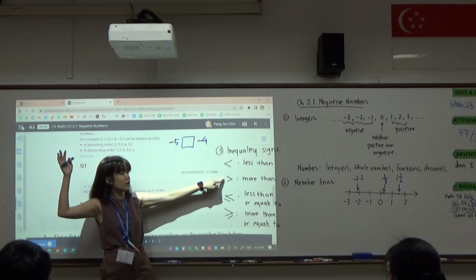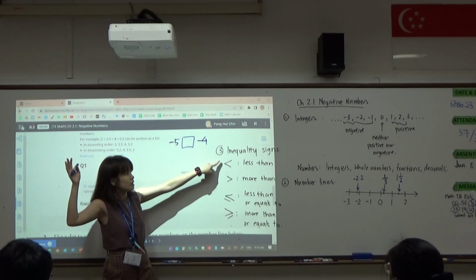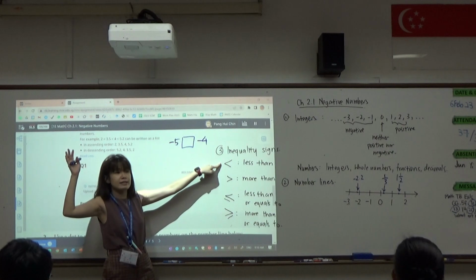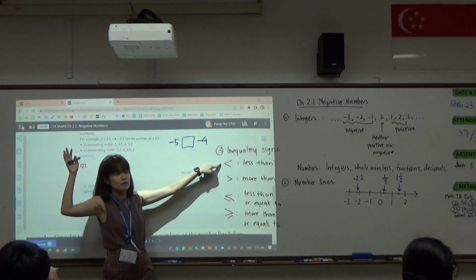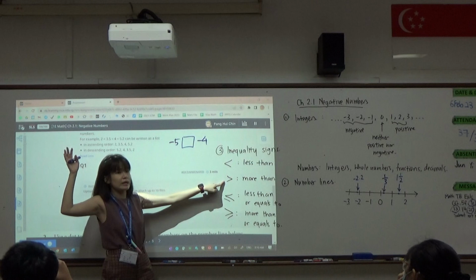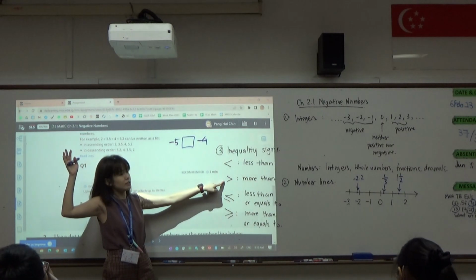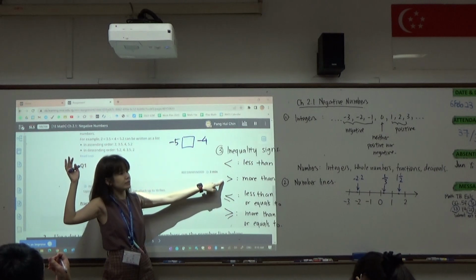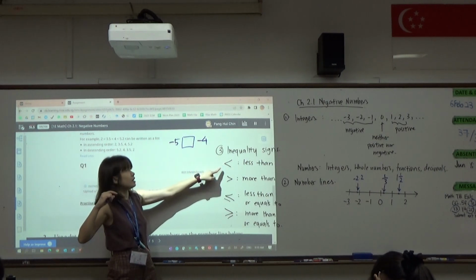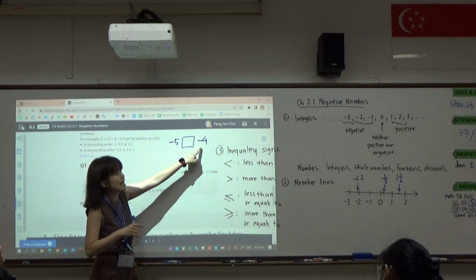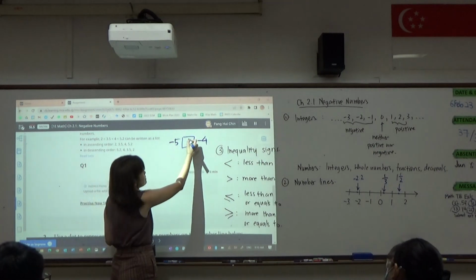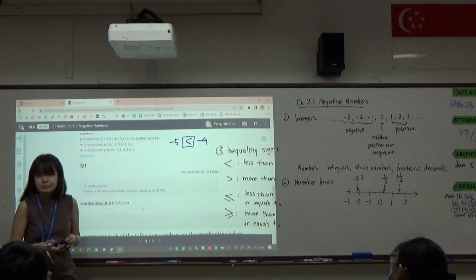I have a lot of you not yet decided, so let's do this again. Who says use this one? Less than. Who says to use this one? See what you think? This one or this one? This one. Okay, so negative 5 is actually less than negative 4. Alright, so therefore we should use this.